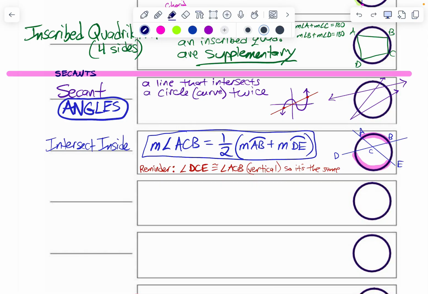Okay, if they intersect outside, the good news is it's another half relationship.